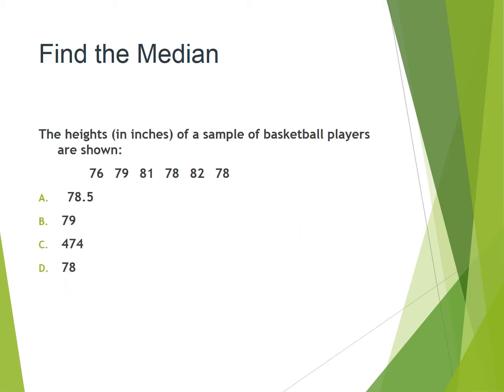Again, this time pause the video and find the median. Okay, so you should have ordered the data set and taken the 3rd and the 4th value in the ordered data set, added them together, divided by 2, and you would have gotten 78.5 if you did it correctly.